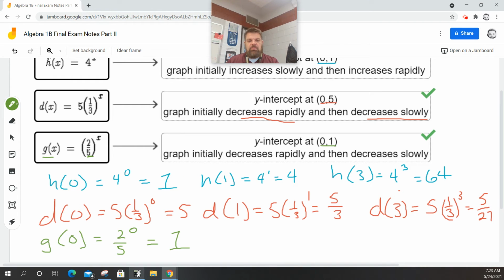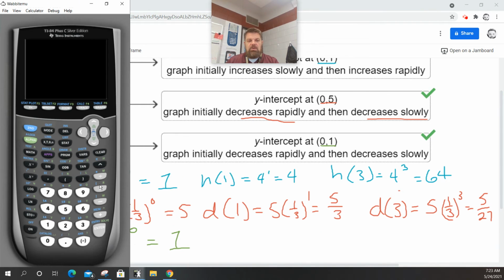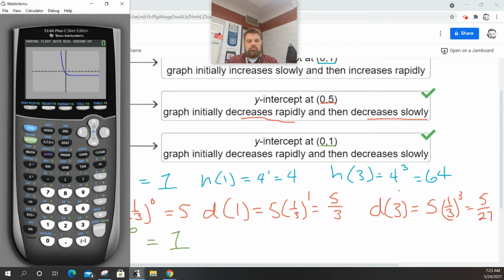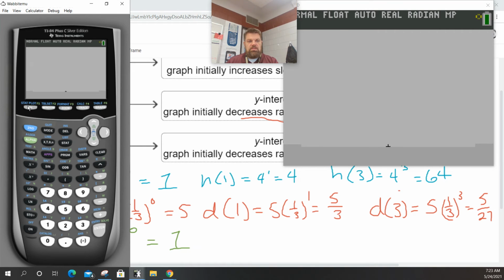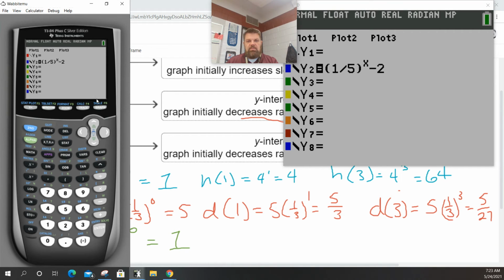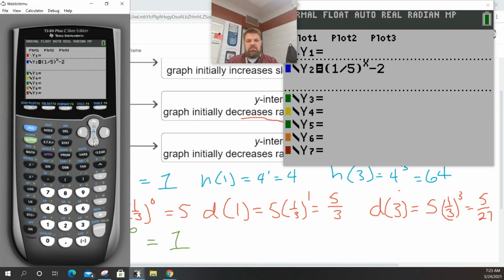I suppose we could graph it real quick. I'll graph all three in one and try to match up the colors so you can see. So let's go in here. I did blue first, which was 4. So let's clear that out. 4 raised to the x.